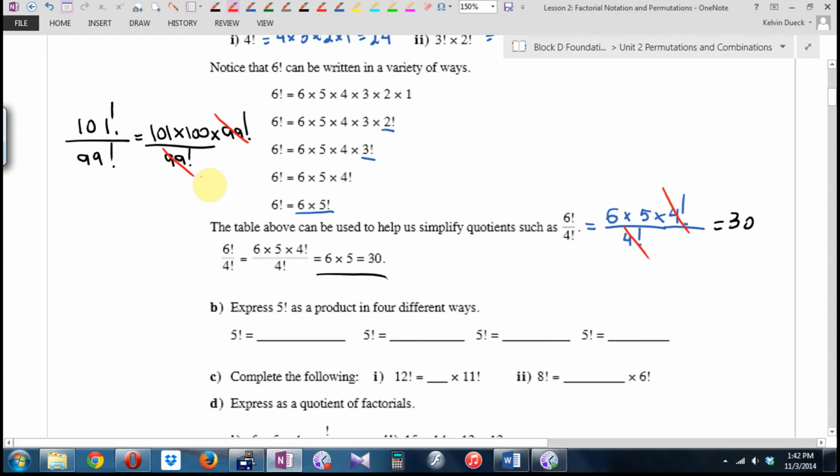When you multiply by 100, what do you really just do? Add 2 zeros. It's faster to do that in your head than write it. In fact, your calculator can't do that. I'll show you where the factorial button is in a second.